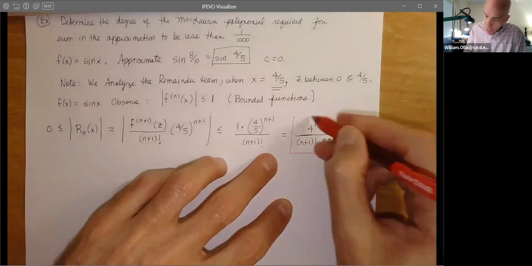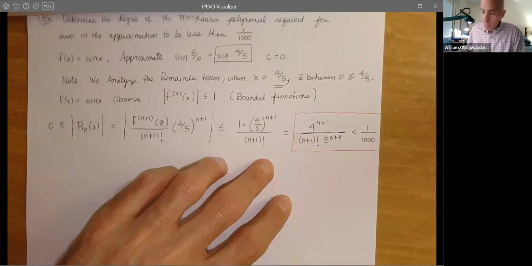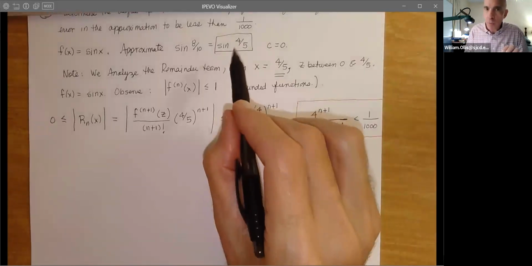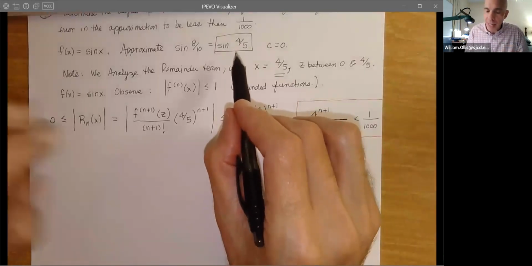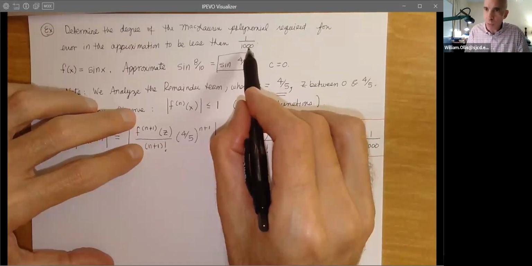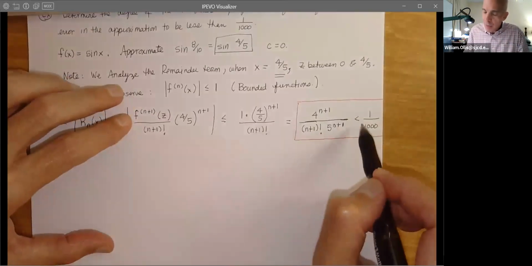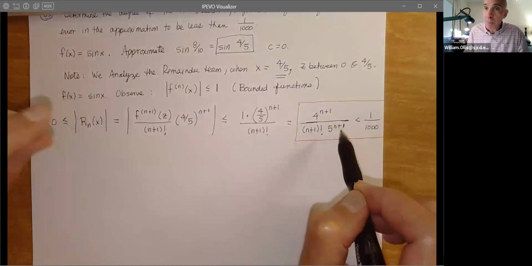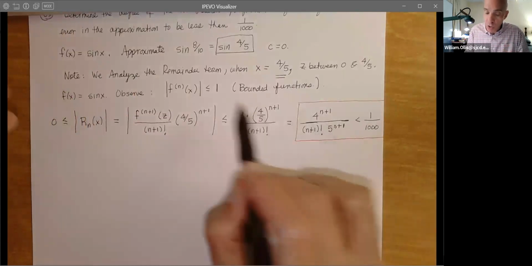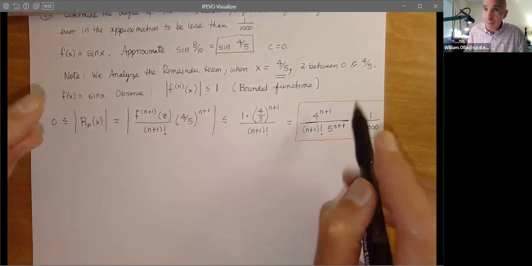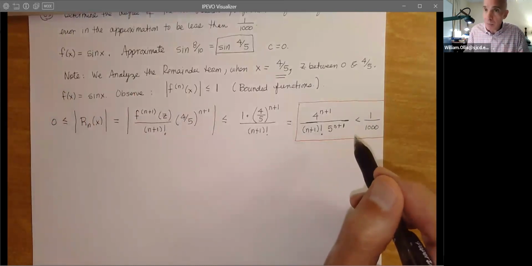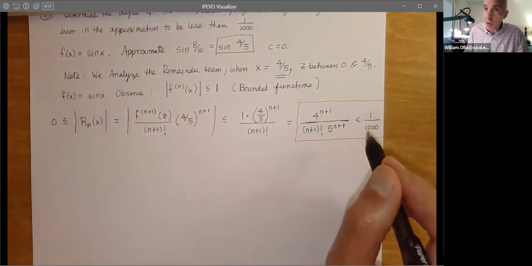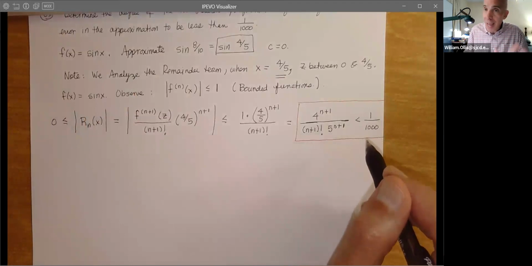So what you want to do in these types of problems, basically you're saying, okay, if I want to use a Maclaurin polynomial to approximate this, and I want this much accuracy, I want 3 decimal place accuracy, within 1/1000, then this has to be satisfied. And this may be even better, because we're using an upper bound here. So we know in this case we can at least get a polynomial that'll give us the required accuracy.